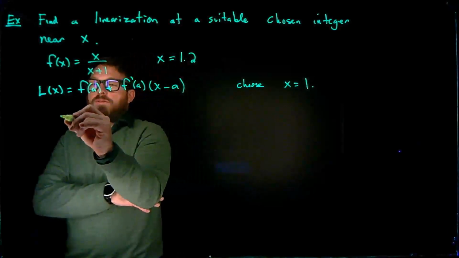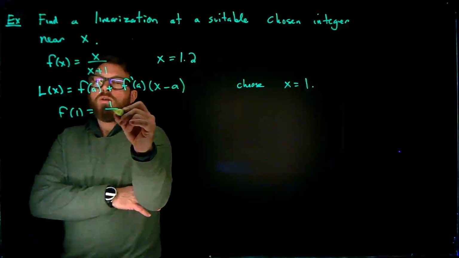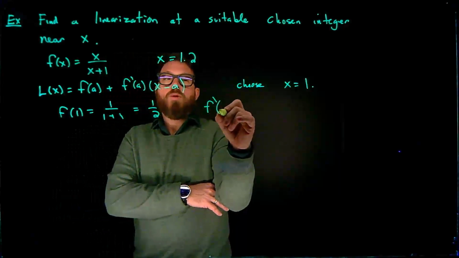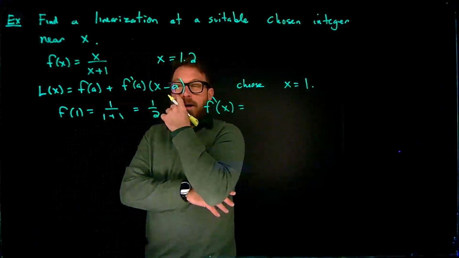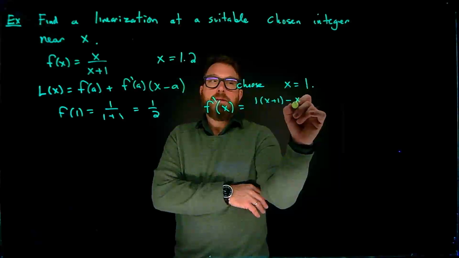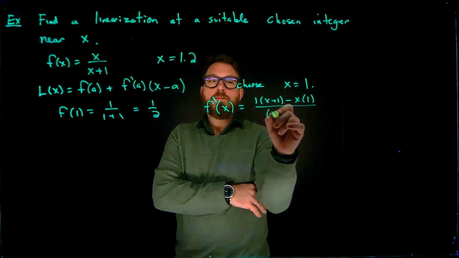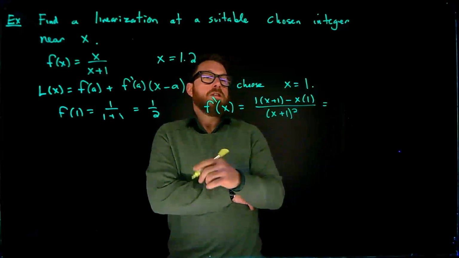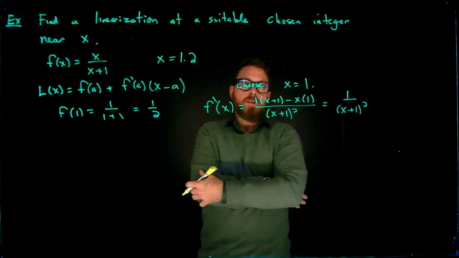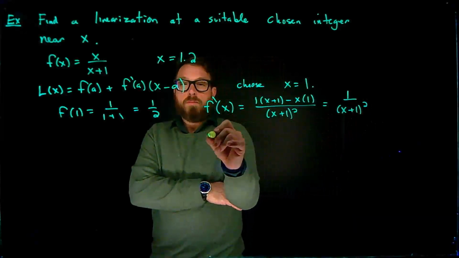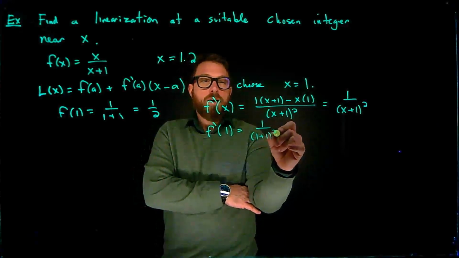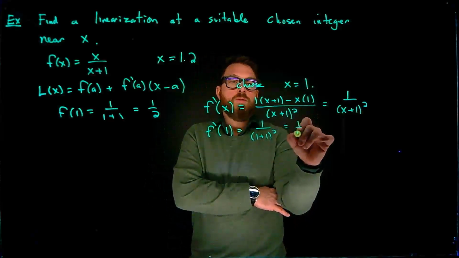So f of 1 is going to be 1 over 1 plus 1, so this is going to be equal to a half. And I'm going to need to know f prime of 1, but f prime of x is going to be, well, I'm going to have the quotient rule. So derivative of the top times the bottom minus the top times the derivative of the bottom all over the bottom squared. So this is going to simplify to 1 over x plus 1 squared. Now plug in this value of 1. This is going to be 1 all over 1 plus 1 squared, so this is going to be 1 over 2 squared, or a fourth.